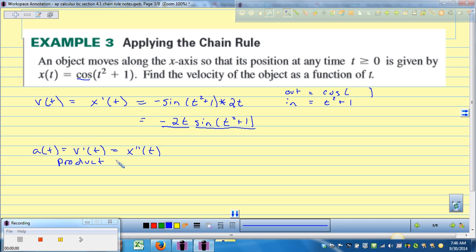And within the product rule, we would need chain. So first times derivative of the second. How do we write that? Negative 2t, that's first, times derivative of the second, chain rule, cosine, sorry, my pen is delayed, cosine of t squared plus 1, times 2t.